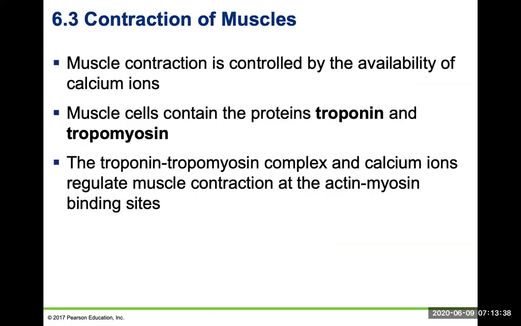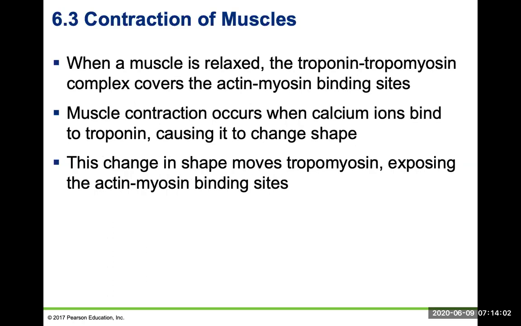Muscle contraction is controlled by the availability of calcium ions. So we talked about calcium and what controls its levels in the blood, the hormones, in chapter 5. Muscle cells contain the proteins troponin and tropomyosin, and when they make a complex, calcium ions will regulate muscle contraction and act at the site where actin and myosin bind together.